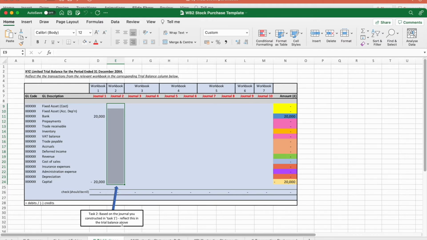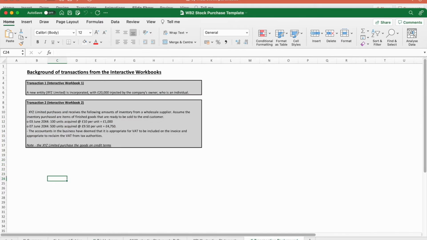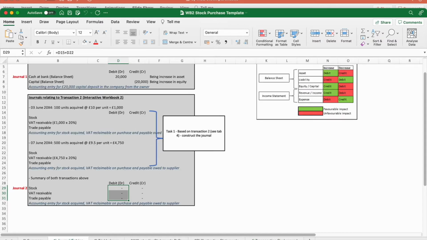Now if you want to go back and review the transaction, it is in this tab 4. Once you've got this information, you should now be able to reflect the journal. So if you want to pause the video and update the relevant tabs, then in a few seconds I'll go through the solution. So pause this video now and attempt the tasks.